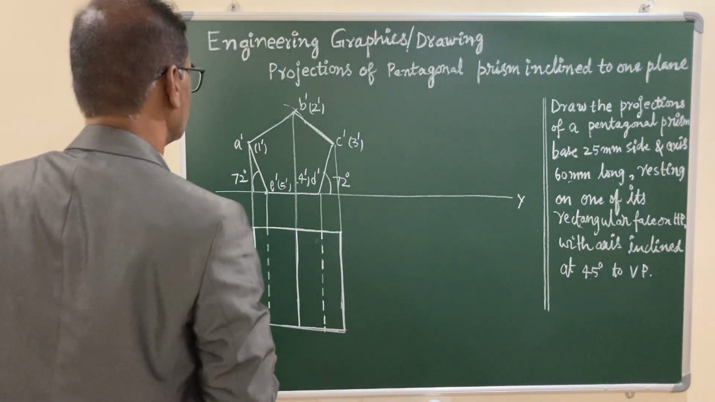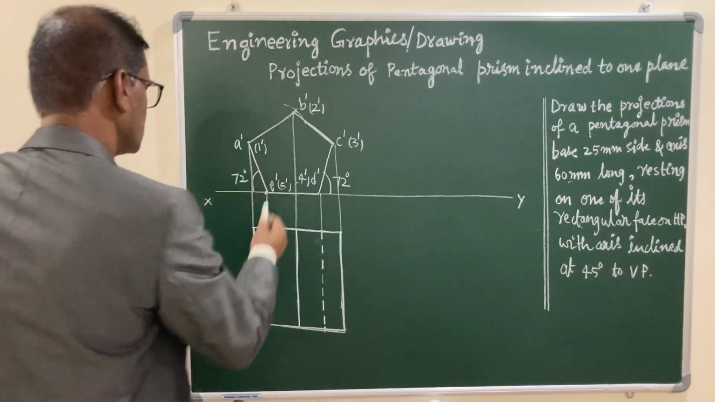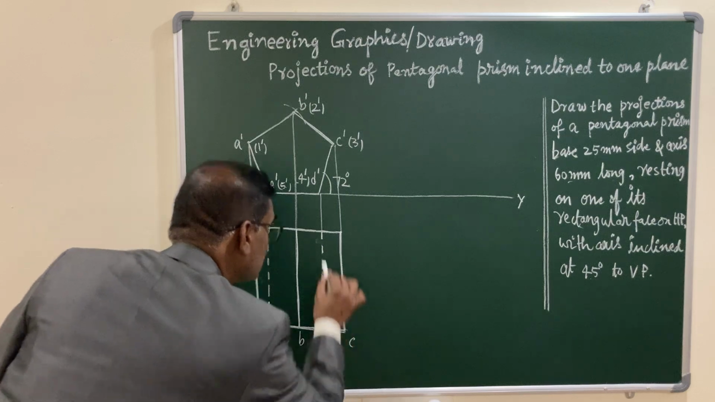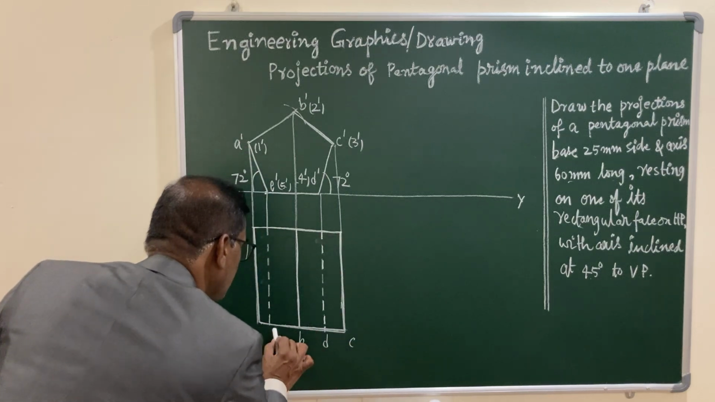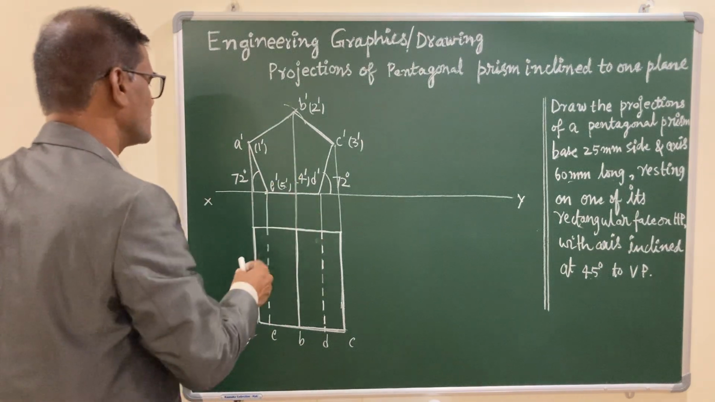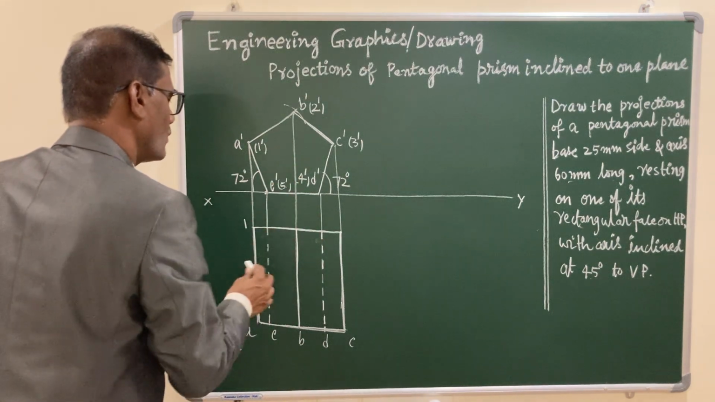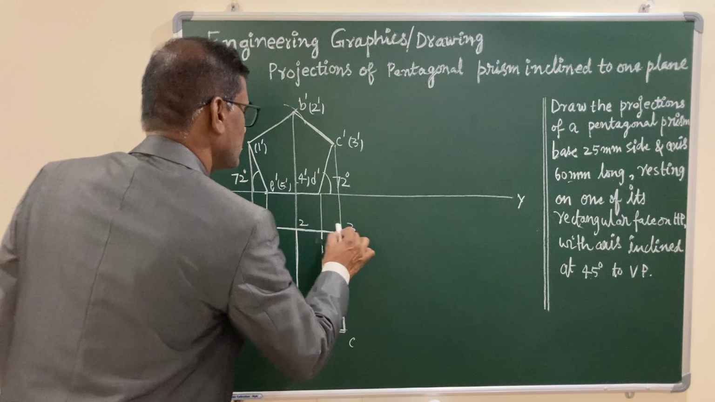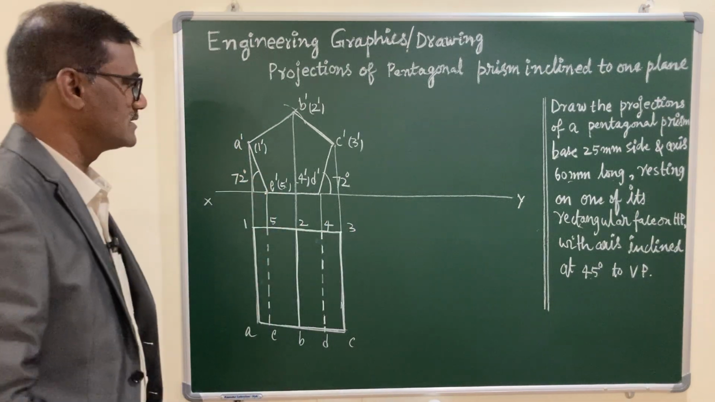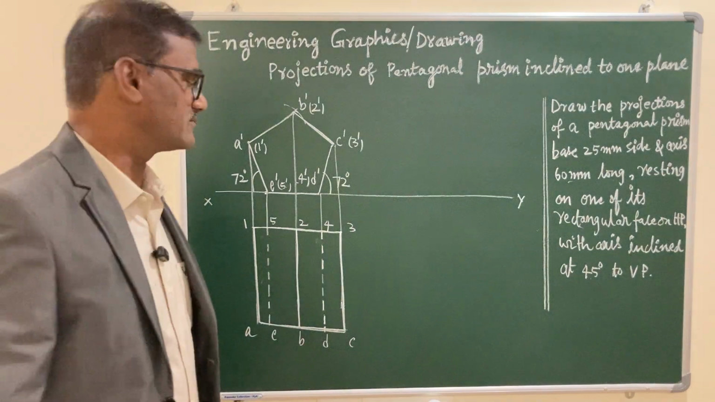Incorporate all the corners: this is your A, B, C, and this is D and E. The end face which is near to the plane, you can mark as 1, 2, 3, and this is 4, and of course this is 5. So this completes the first stage of the problem.